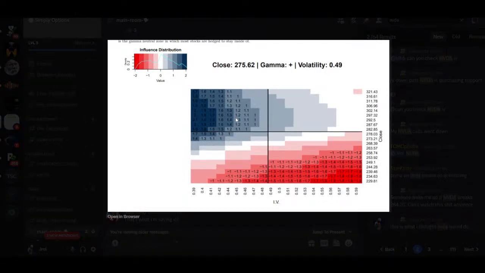All right, I want to see it in the comments. Here's IV on the bottom, here's price on the side. What do you guys see in nvidia? Remember, price was at 284, so about right here. What should happen when IV gets crushed? Let's see if anybody gets it.